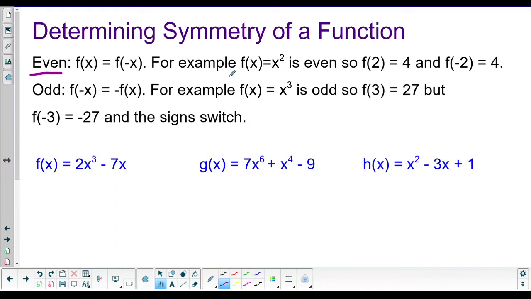So a good example to look at is f of x equals x squared. This is an even function. So if you plug in 2, 2 squared is positive 4. If you plug in negative 2, negative 2 squared is still positive 4, because a negative times a negative is a positive. So if I plug in the positive 2 or the negative 2, I still get the same output. That tells me it's even.